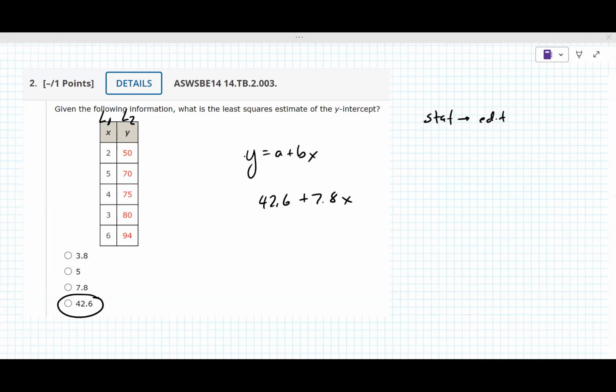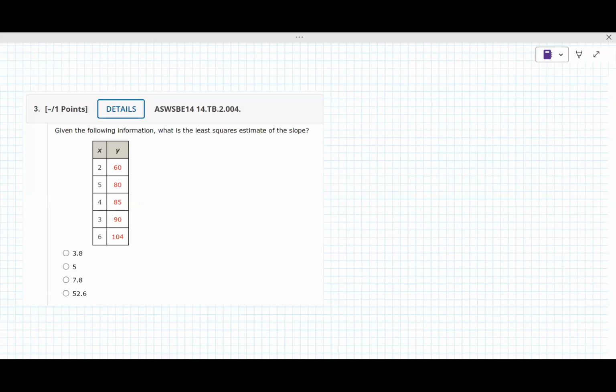All right, so for three, it's the same thing. New data set, but this time they want the slope. Okay, so I'm going to do it as well. I'm going to go to my calculator here, and you want to enter X in L1, Y in L2, and we will get some regression: 5, 4, 3, 6. All right, stat, calc.